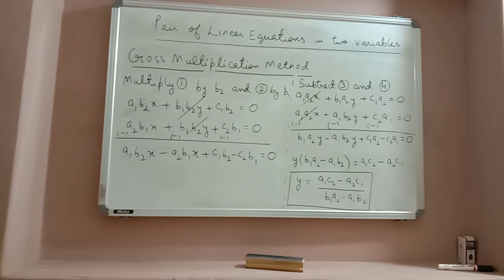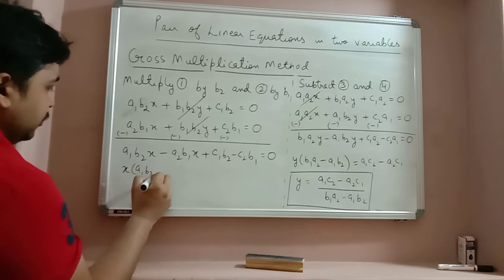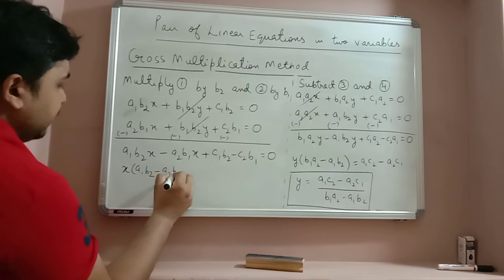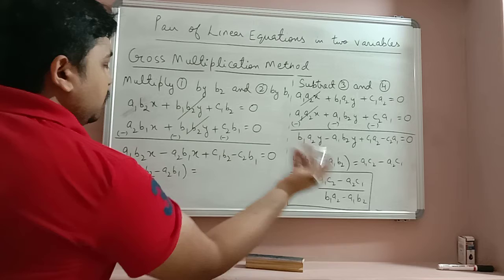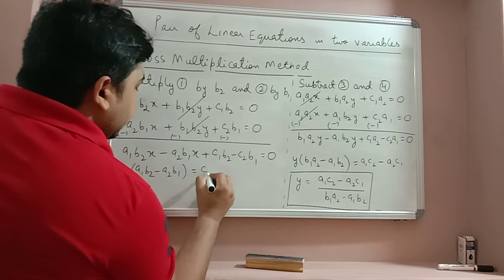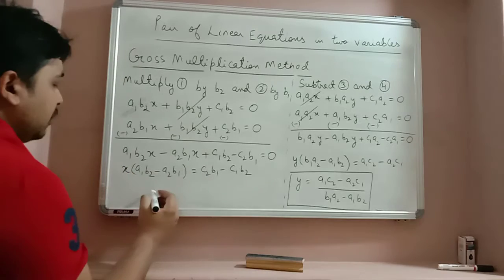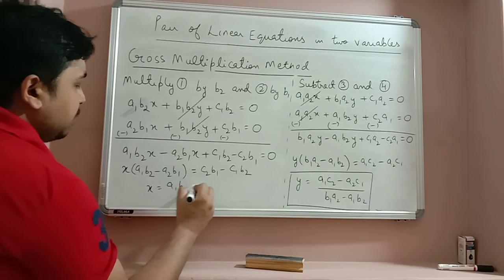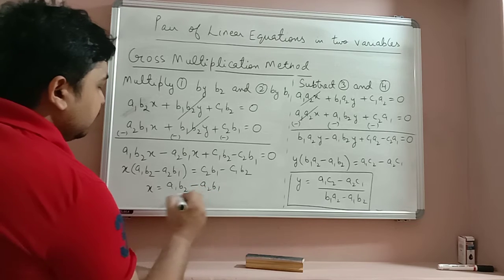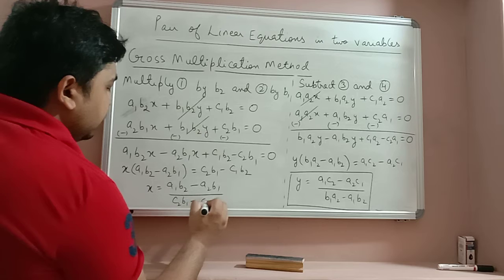Now on further simplifying this, I will take x common. This will be a1 b2 minus a2 b1 equals, let's shift these two terms to the right hand side, c2 b1 minus c1 b2. And we got the value of x as a1 b2 minus a2 b1 divided by c2 b1 minus c1 b2.